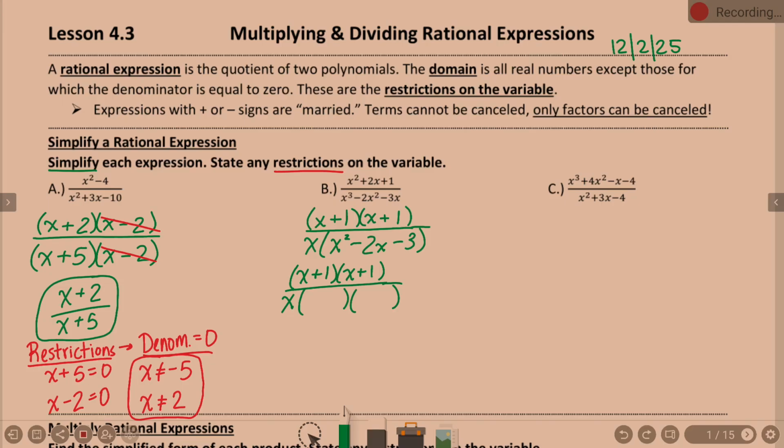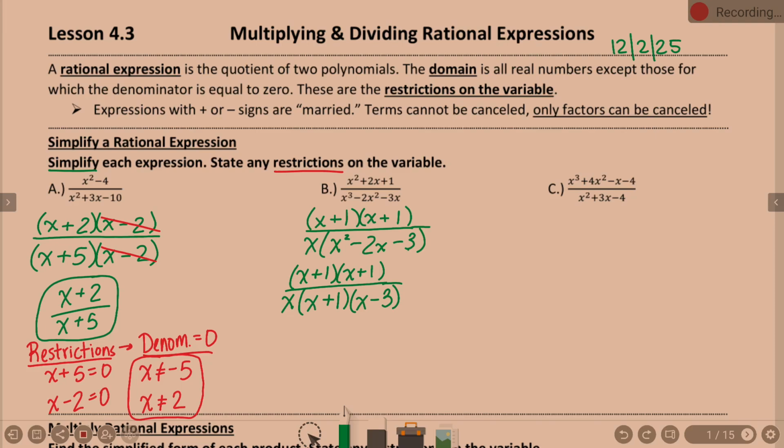I kind of gave it away, but it looks like it should factor into 2 parentheses, doesn't it? X squared is x times x. Well, I need something that multiplies to be 3. The only options for multiplying to be 3 are 1 and 3. How do we multiply to be negative 3 and add to be negative 2? Positive 1, negative 3. Okay.